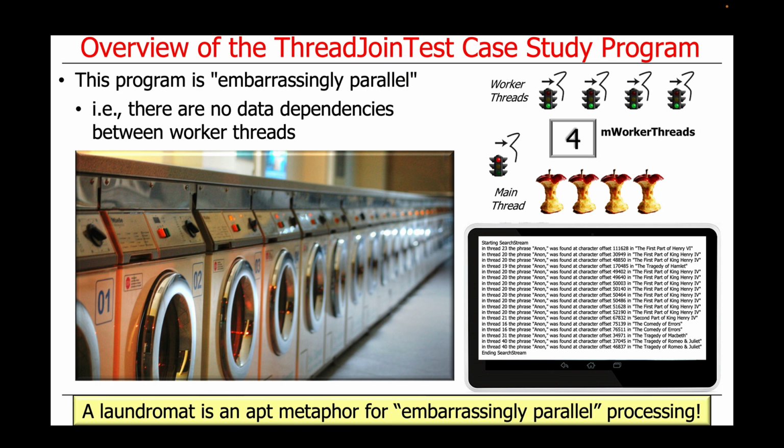A laundromat is an apt metaphor for embarrassingly parallel processing. In a laundromat, you'll have multiple washers and multiple dryers, and you can wash and dry your clothes in parallel without having to worry about any dependencies other than having to move the clothes from the washer to the dryer when you're done doing the wash. Therefore, scalability is only limited by the number of washers and dryers.